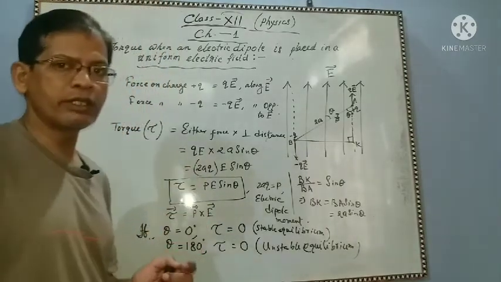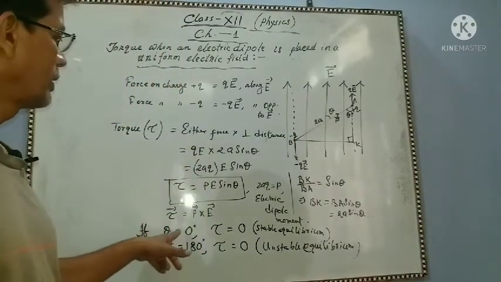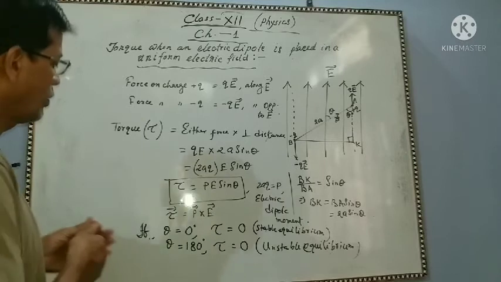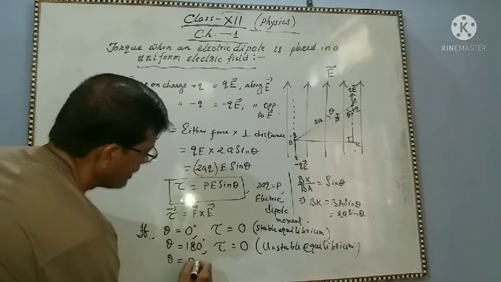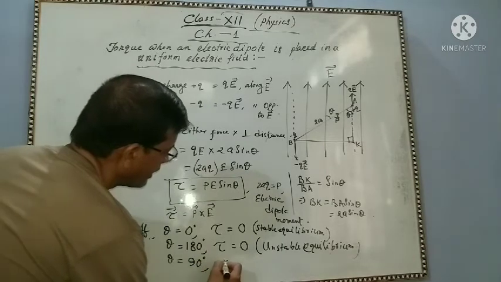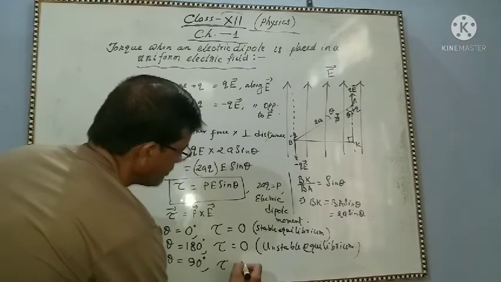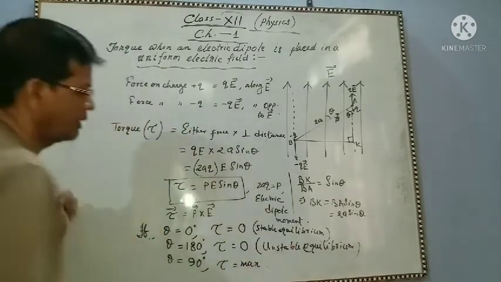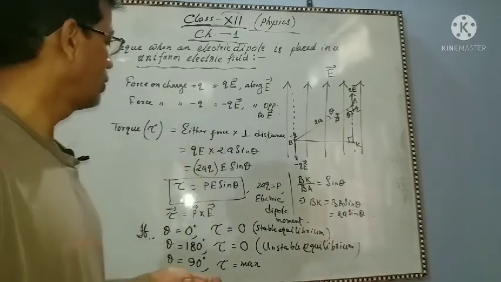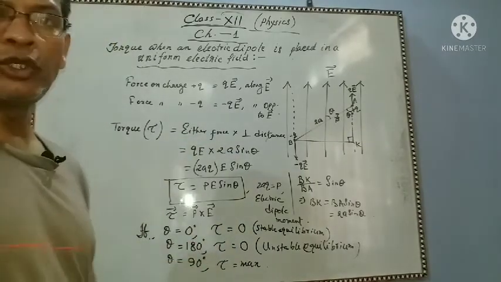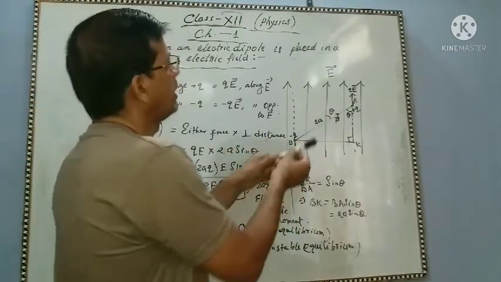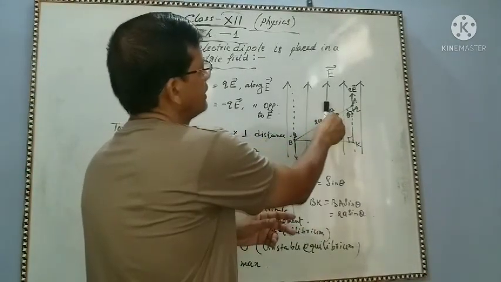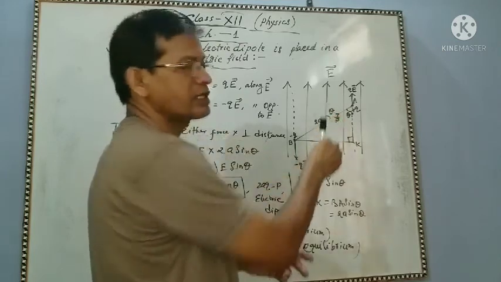Now the question is, when theta is 90 degree, then tau is maximum. When theta equals 0 degree, that means this will be in this direction, then this is called stable equilibrium.